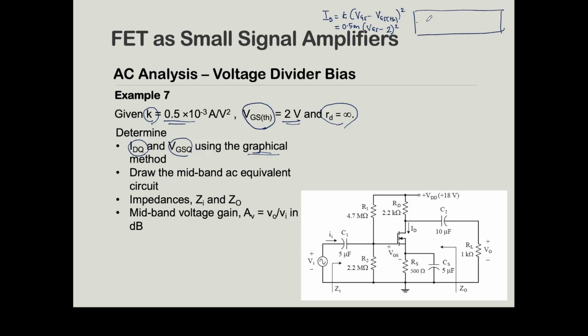Next, we need to draw the table. It's quite a long process, but bear with it. VGS, and this is the value of ID. For the VGS value, you don't have to start from 0. Start from the threshold value, which is 2. When you substitute into this equation at 2 volts, ID is of course 0, because 2 minus 2 is 0, and 0 multiplied by 0.5 milli is 0. So 0. Next, 3, 4, 5, 6, and so on.